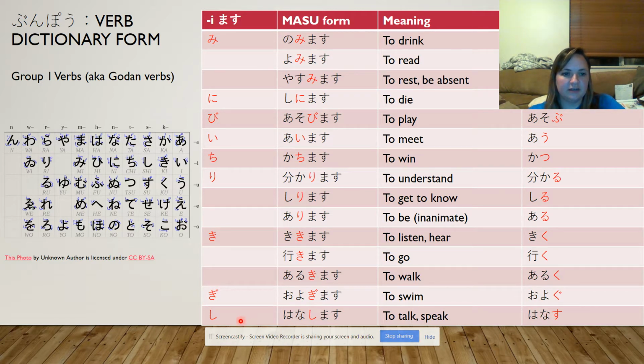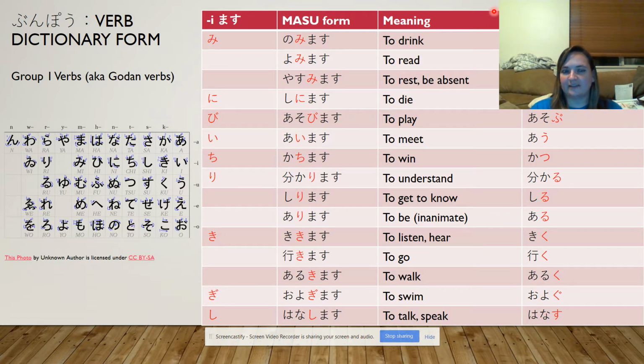And then shi. So if we have the shi, right? If we go over here, shi becomes su. So hanashimasu becomes hanasu. Again, I'm so sorry. I realized up here, my webcam's probably blocking some of these. So make sure you look in your textbook for this.